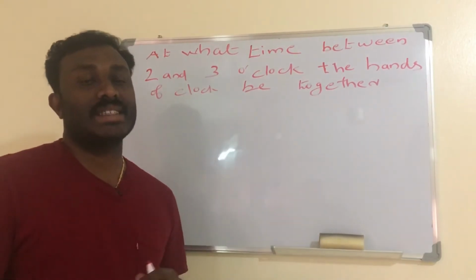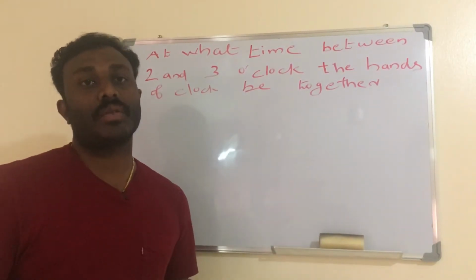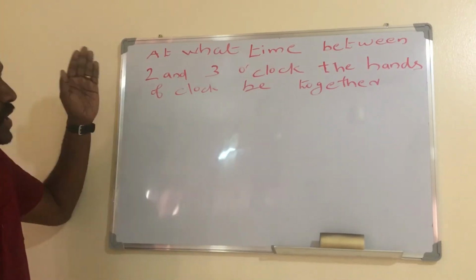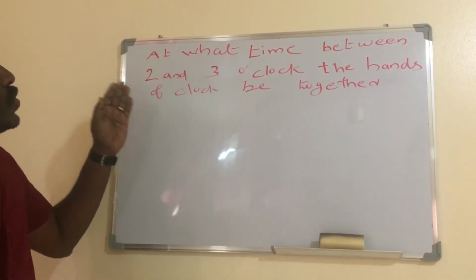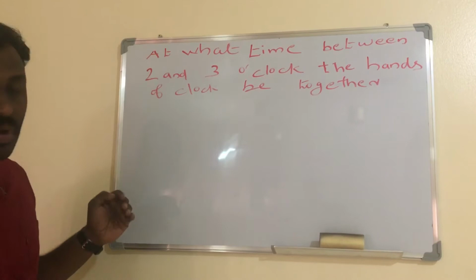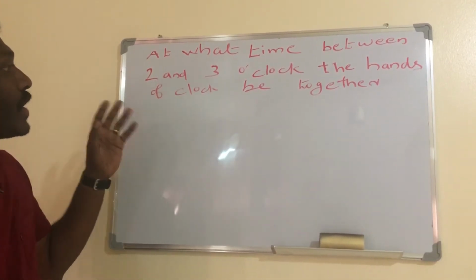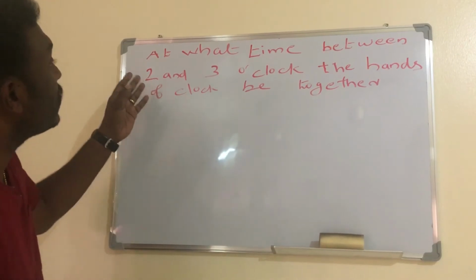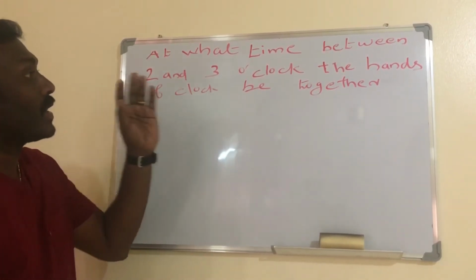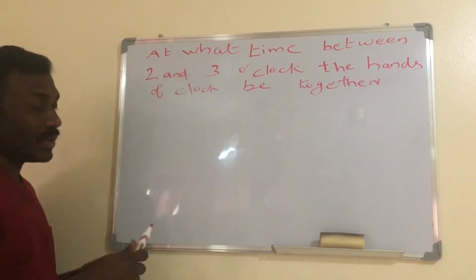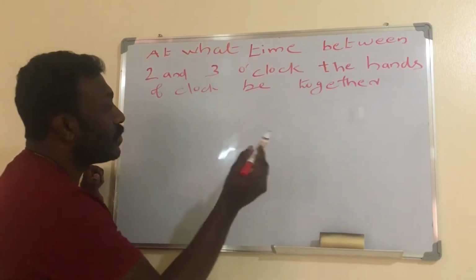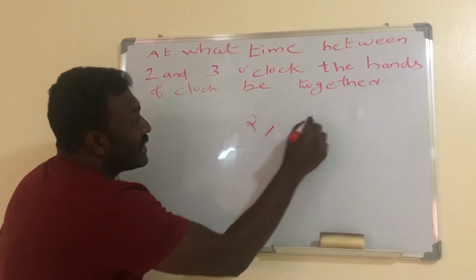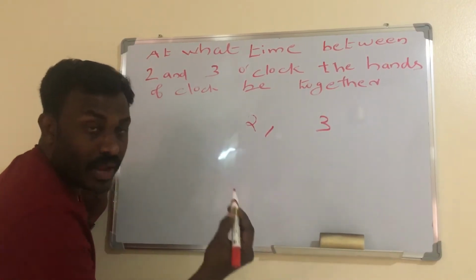Here we will discuss another type of clock related question. You can see the question here. At what time between 2 and 3 o'clock the hands of a clock beat together? The question is simple. They are asking between 2 and 3 the hands of a clock.